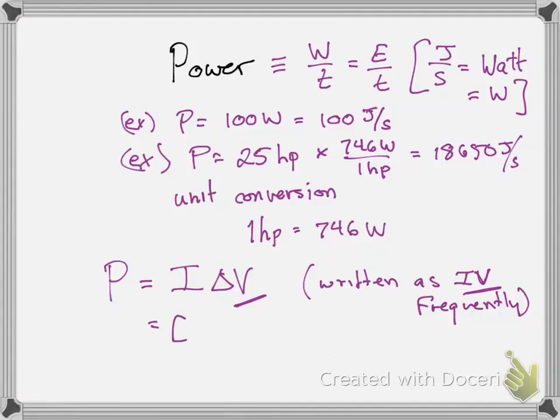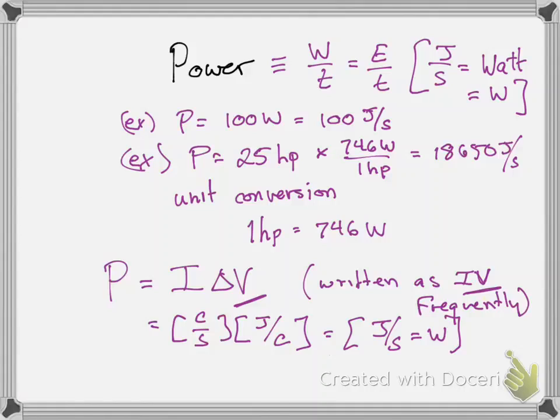Let's just see how these units work out. The units are coulombs per second times potential difference, which is joules per coulomb, and so what we're left with in units is joules per second, or watts. I didn't just prove that P is equal to I times delta V, but I showed how the units work out.